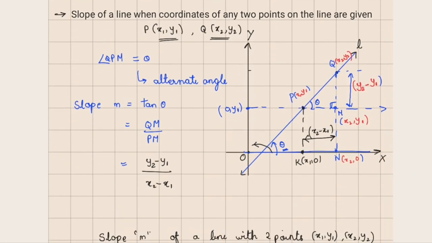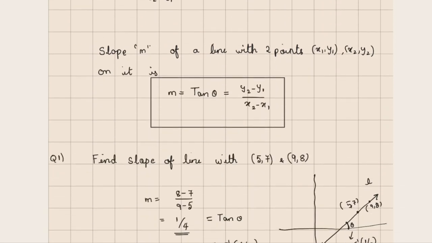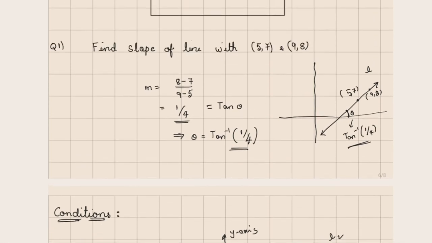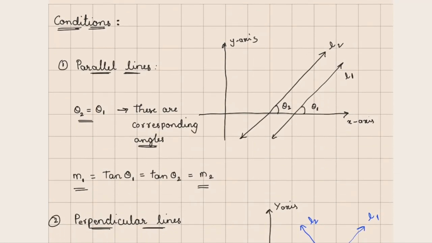Next, to define a line we need at least 2 points. So if you know 2 points, we can define a line. From that, we define the slope of a line with any 2 points on it. So we got slope m, which is y2 minus y1 by x2 minus x1. This is the slope when 2 points on a line are given. We have done a small simple problem. Next, when two lines are parallel, their slopes are equal.